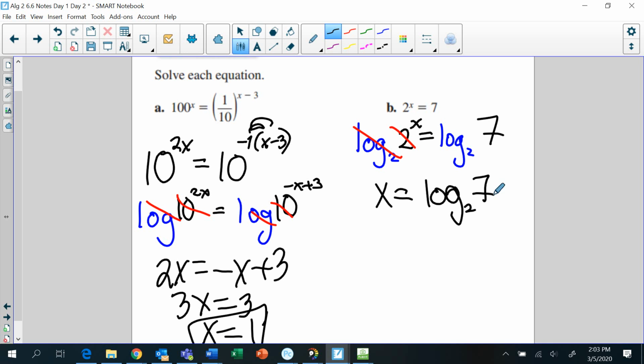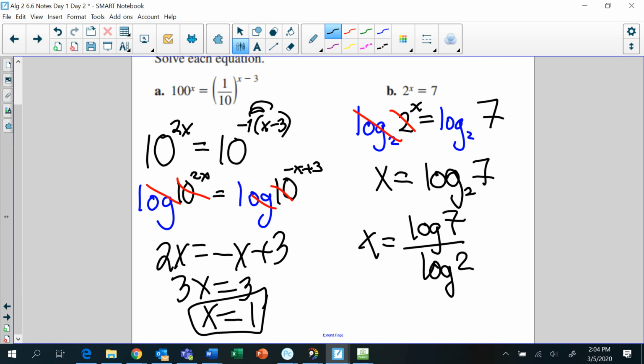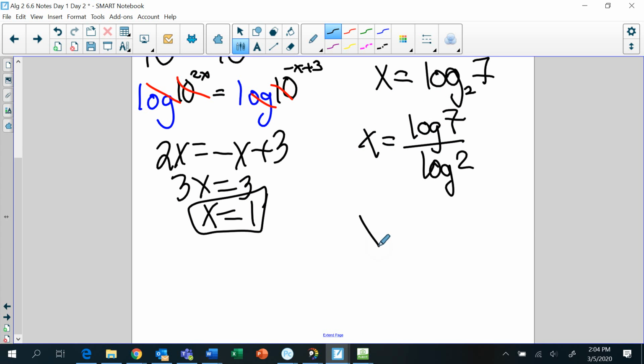For those of you that don't have the log or the log base option under math, you're going to have to use the change of base formula. What you'll type in is log 7 divided by log 2. If you don't have to do change of base, good for you. That depends on which calculator you have. Do it on your calculator and tell me the answer.